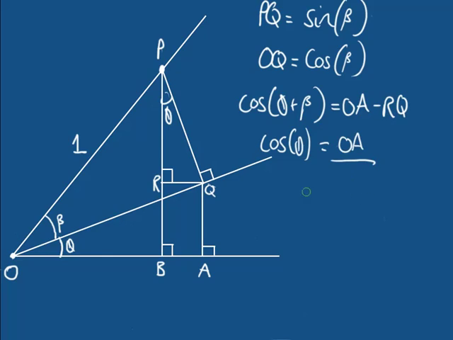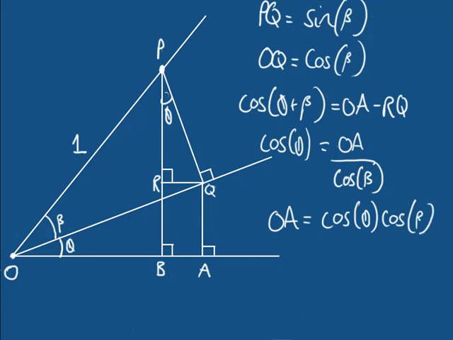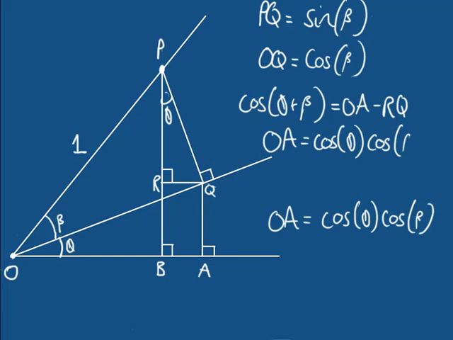So our cosine of theta is equal to OA divided by the cosine of beta. That means OA is equal to the cosine of theta times the cosine of beta. So that's what OA is equal to. Allow me just quickly to erase this, just so we can keep everything all on one page. I don't have to scroll around. Fantastic. So OA is equal to the cosine of theta times the cosine of beta.